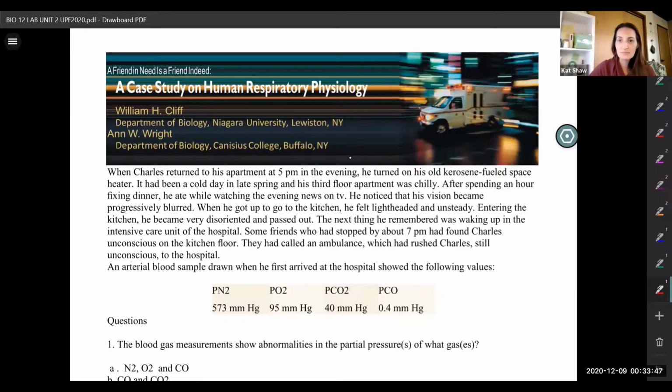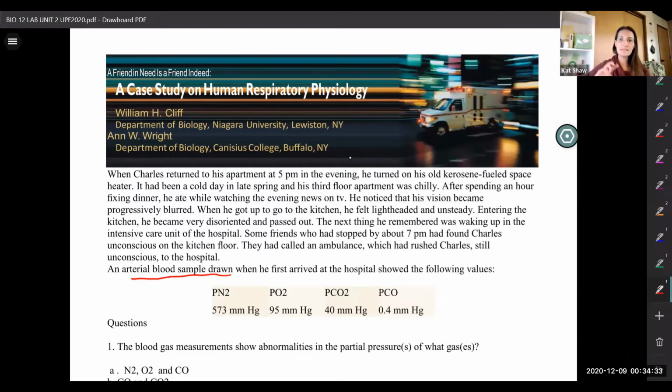The next thing he remembered was waking up in the intensive care unit in the hospital. Some friends had stopped by at 7 p.m. and found Charles unconscious on the kitchen floor. And luckily, it seems like Charles does not lock his door. Otherwise, I don't know how his friends got into his apartment to find him. But it's a good thing that they just let themselves in, right? Because otherwise, Charles would have been in big trouble, having lost consciousness while breathing in carbon monoxide. So his friends ended up calling the ambulance. They rushed Charles in, still unconscious, to the hospital. Once in the hospital, they did an arterial blood draw sample.